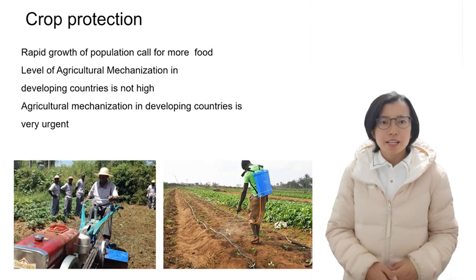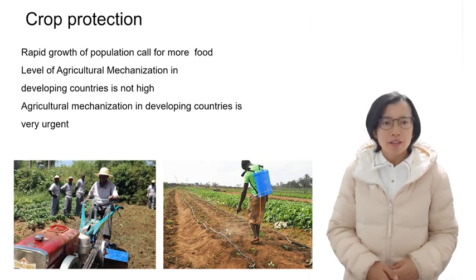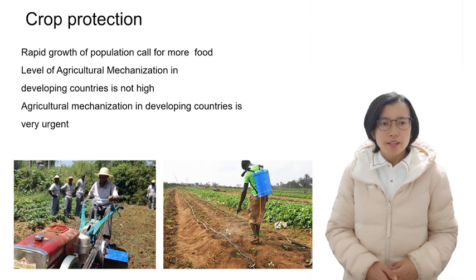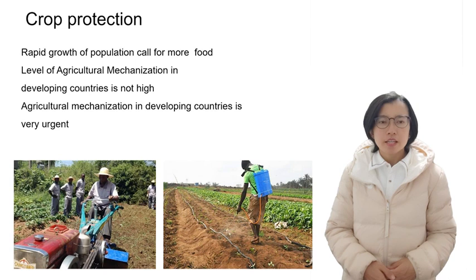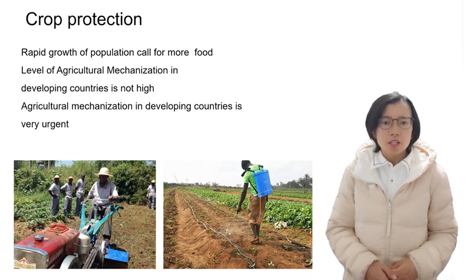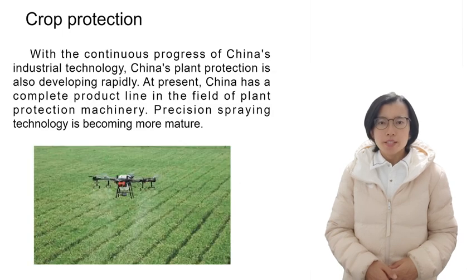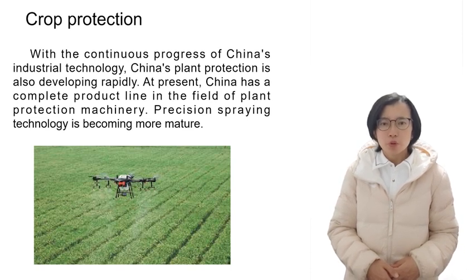Since the beginning of the 21st century, the international community has also strengthened its assistance to developing countries. The food production of developing countries has greatly increased, but it has not reached the expected level and the world average level. On the contrary, the rapid growth of population in the peace era has made developing countries unable to reach the level of food self-sufficiency. At the same time, the level of agricultural mechanization in developing countries is not very high. So the task of improving agricultural mechanization in developing countries is very urgent. With the continuous progress of China's industrial technology, China's plant protection is also developing very quickly.